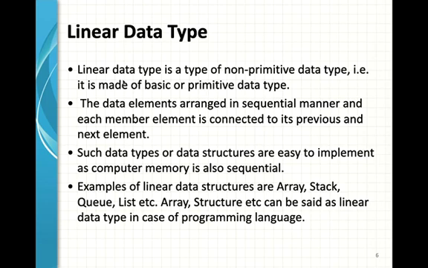Now such data structures are easy to implement, okay, since our computer memory is also sequential. Computer memory, these RAMs, all are sequential memory. So if we are about to organize our linear data structure, then it is easy to implement. Examples of linear data structures are array, stack, queue, list. These are our sequential or linear data structures. And so it is also simple for implementation in programming languages.